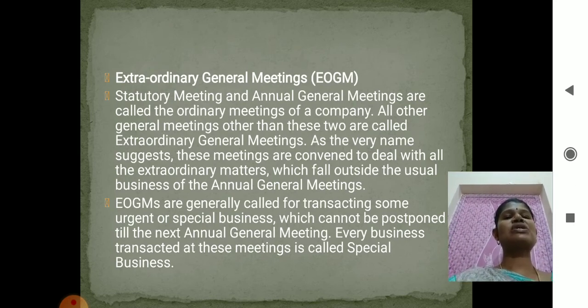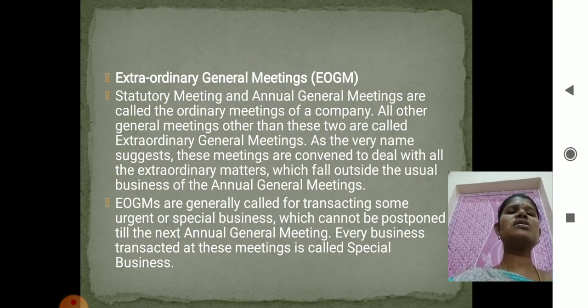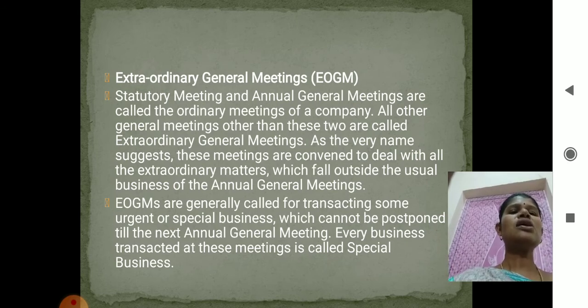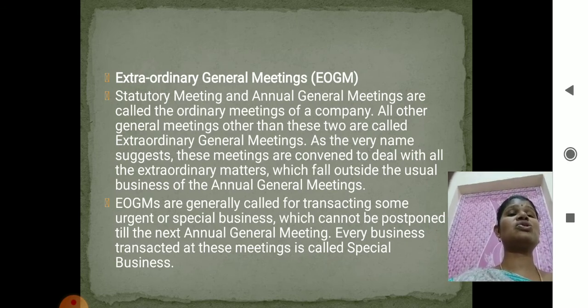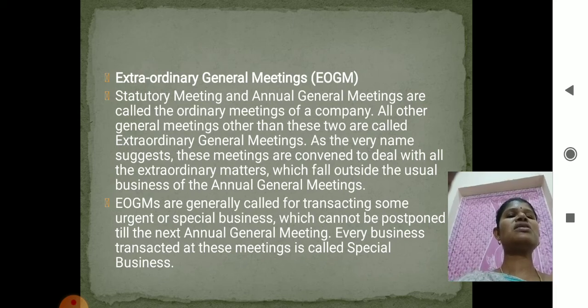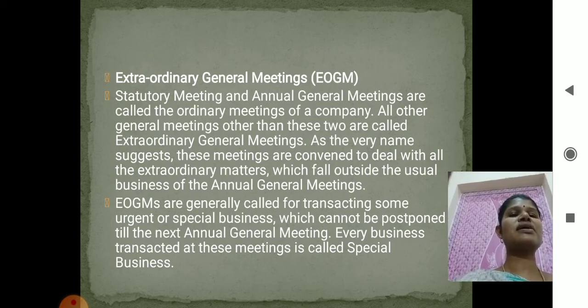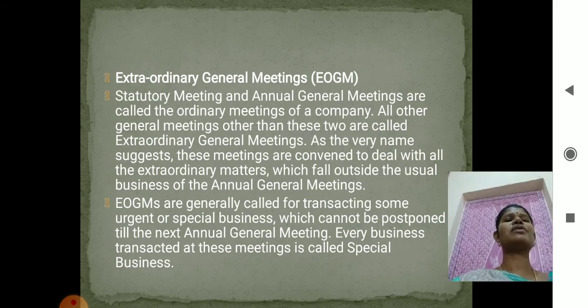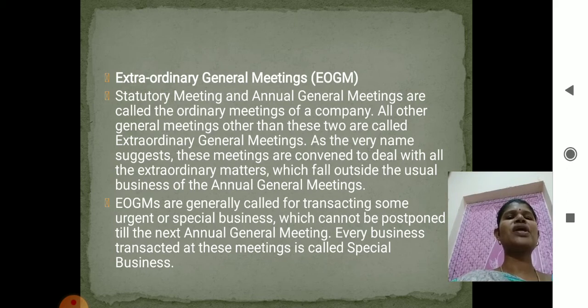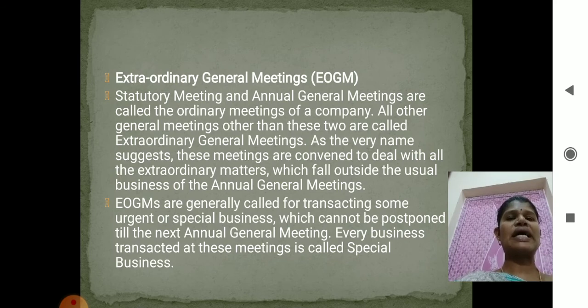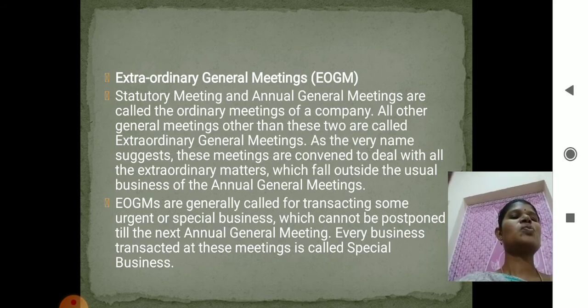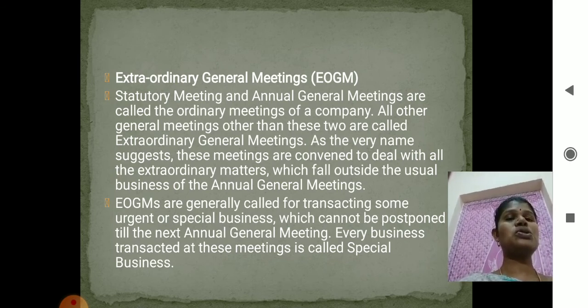And next one is extraordinary meeting. Extraordinary meeting, statutory meeting, annual general meeting are called ordinary meeting, and all other general meetings other than these two are called extraordinary general meetings. These meetings are convened to deal with extraordinary matters which fall outside the usual business of the annual general meeting. So extraordinary general meetings are generally called for transacting some urgent or special business which cannot be postponed till the next annual general meeting.